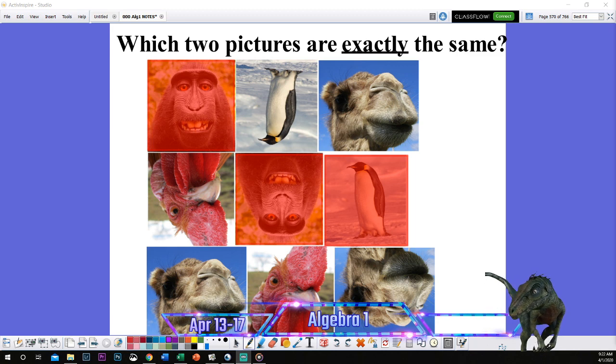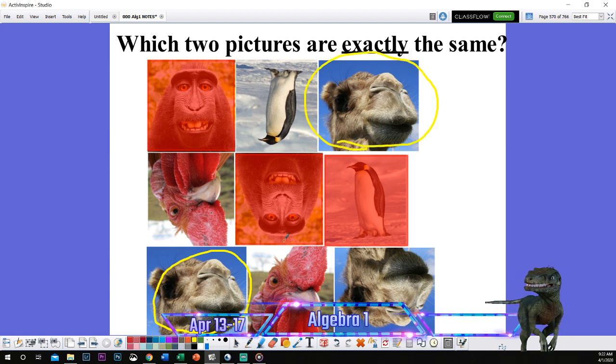This may take me some time to figure out. I don't have anyone here to tell me which two pictures are the same, but hopefully you picked Mr. Camel right here. Those two pictures are exactly the same. Well, the whole reason why I'm asking you this is because we're looking for two slopes that are the same. That's hard to see. I hope you can see it.